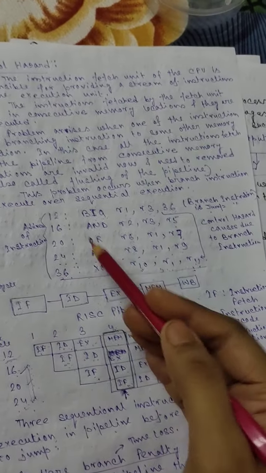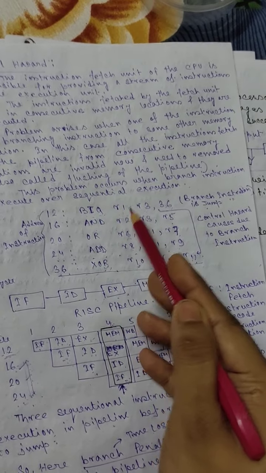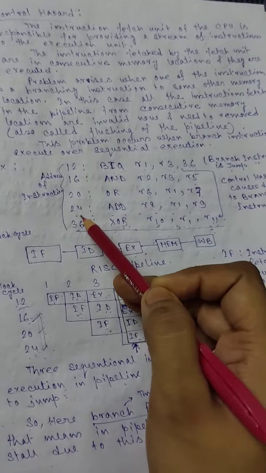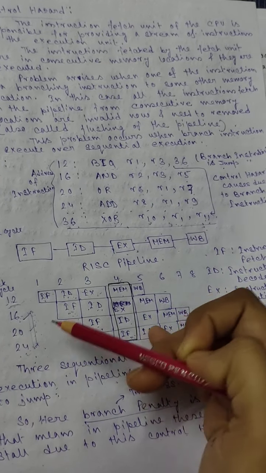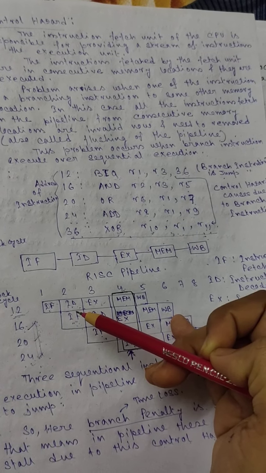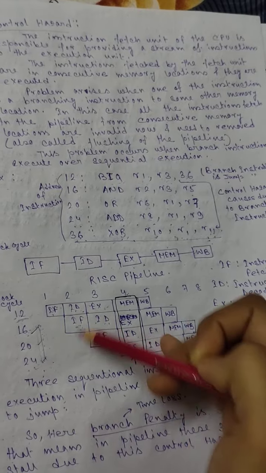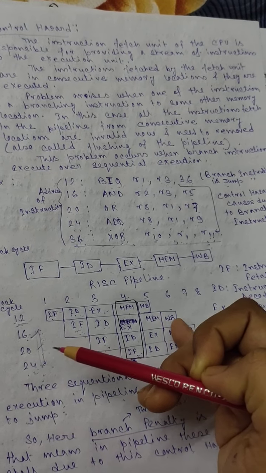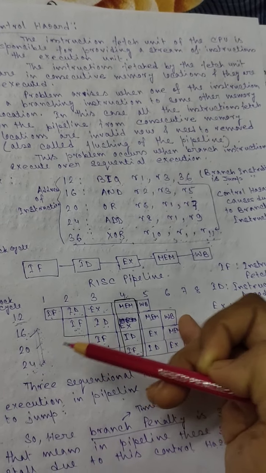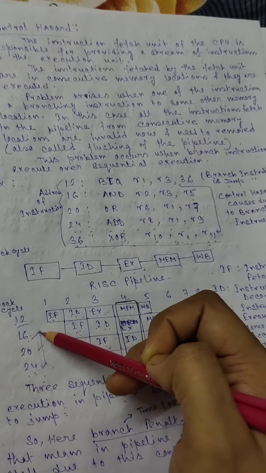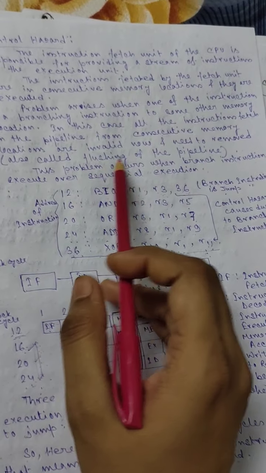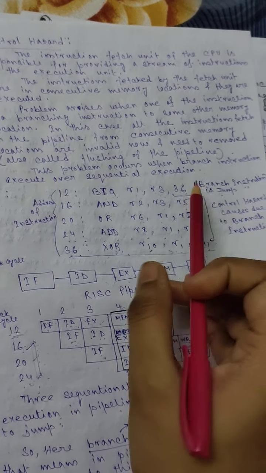This means when these are equal, it goes to this instruction, and instructions 16, 20 and 24 are being performed. That means there is no need to perform these three. So these are invalid and are removed. This is called flushing of the pipeline.